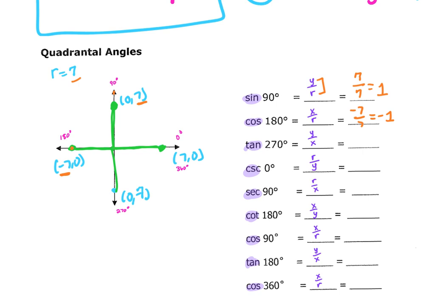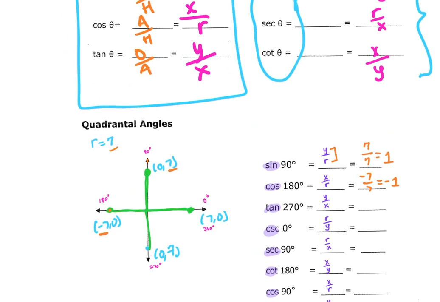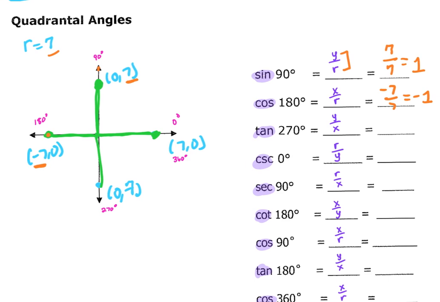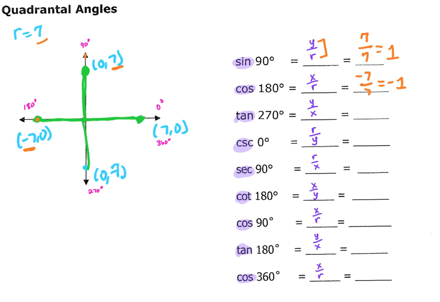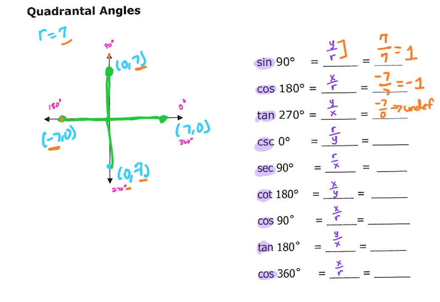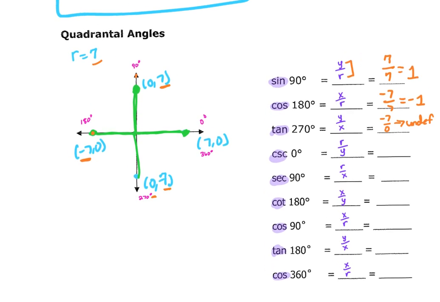Next one, tangent of 270 degrees. Tangent is the ratio that we are going to memorize as y over x. Tangent is y over x. And so if you look at what the y value is over the x value, we get -7 over 0. Well, we know that's undefined. So far you've seen that for these quadrantal angles, some of our answers might be 1, they might be -1, they might be undefined. You're going to see one other possibility, but let's look at some more examples here.